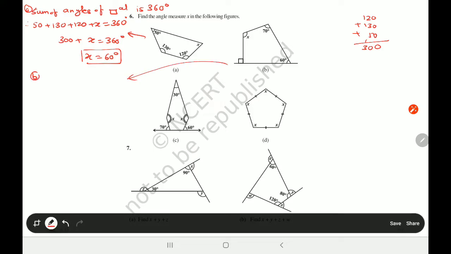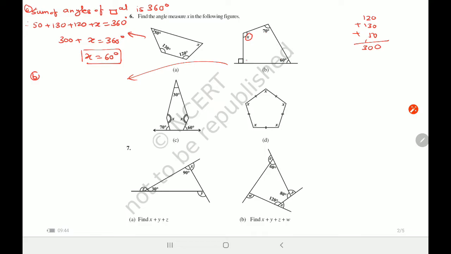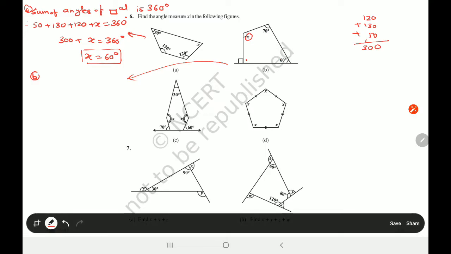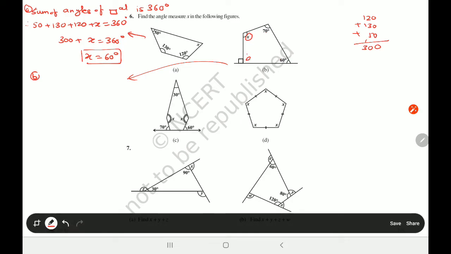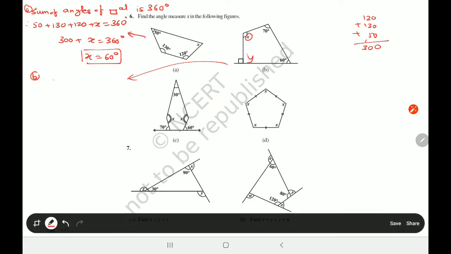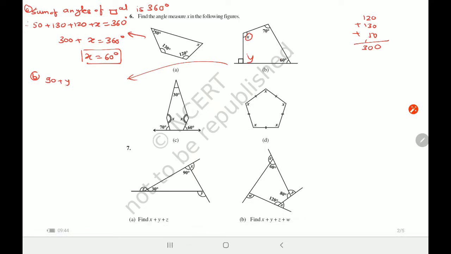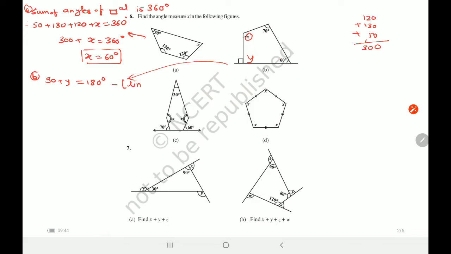In question B, what exactly is there? It's again a quadrilateral where we have to find x, but unfortunately only two angles are given, the third one is not given. I'll find the third one first. I'll name this as y. So I know that 90 plus y is equal to 180 degrees. We discussed in the very first video, it is a linear pair. So the reason I write here is linear pair. Right? So y is equal to 90 degrees.